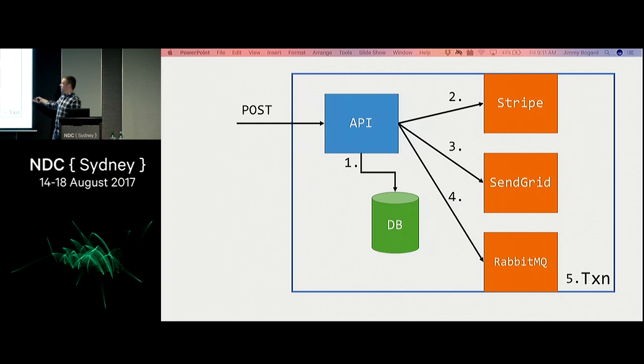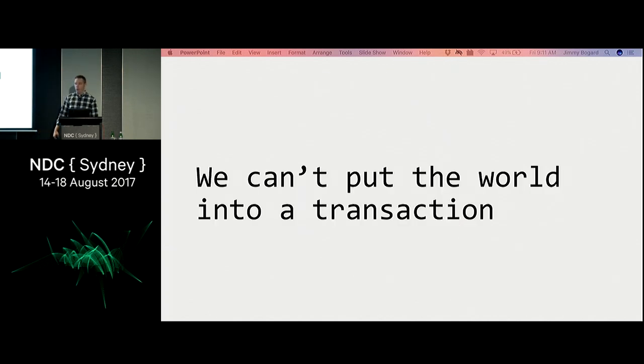But we can't put the entire world in a transaction. I know, I've tried. Has anyone used the WS transactions, the web service thing? That worked swimmingly, didn't it? So has anyone here ever used a distributed transaction coordinator, the MSDTC? Yeah. Your operations people love that, I know. It never goes down.